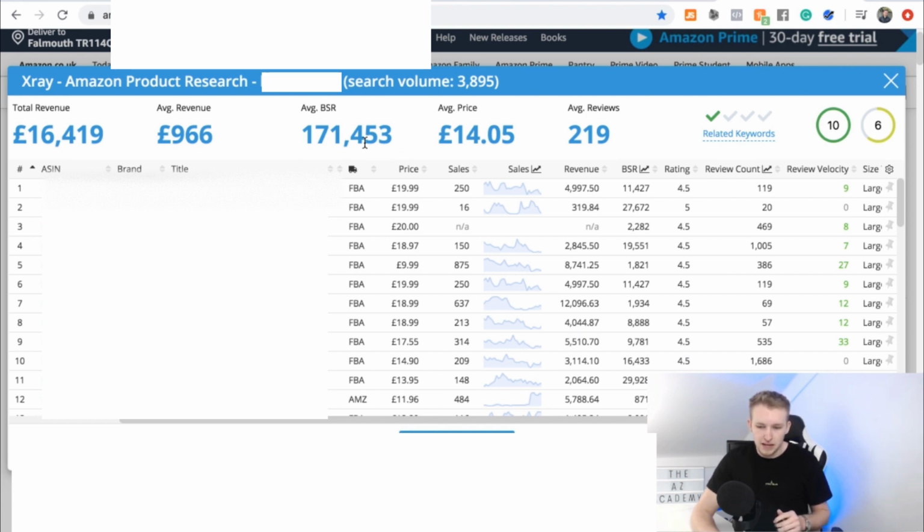So we'll skip over BSR for now and go to the average price, £14.5. Obviously just a little bit below what I generally look at from the £15 to £30 range. But if you can make profit at £14, or if you can find a way to improve that product, so we can see here that some of these sellers are selling that for a higher price. If we can be one of those and still make profit, then there's no reason we couldn't sell at any of those price points.